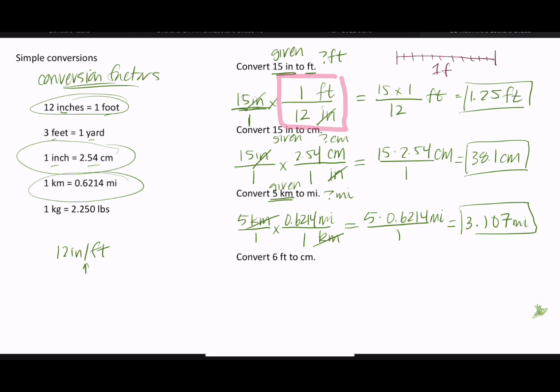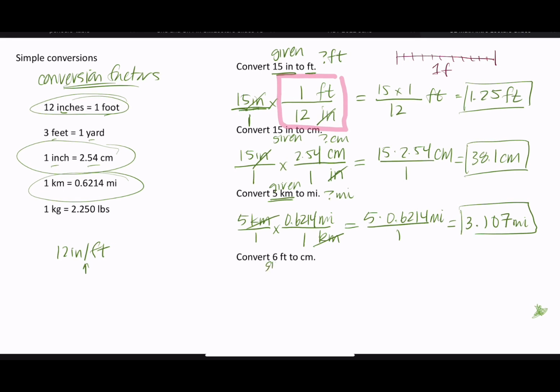Which should make sense because most of you guys, if you're on cross country or you do track or just a lot of running for fun, you know that a 5K is approximately 3 miles, right? That makes sense. All right, next up, 6 feet to centimeters, right?